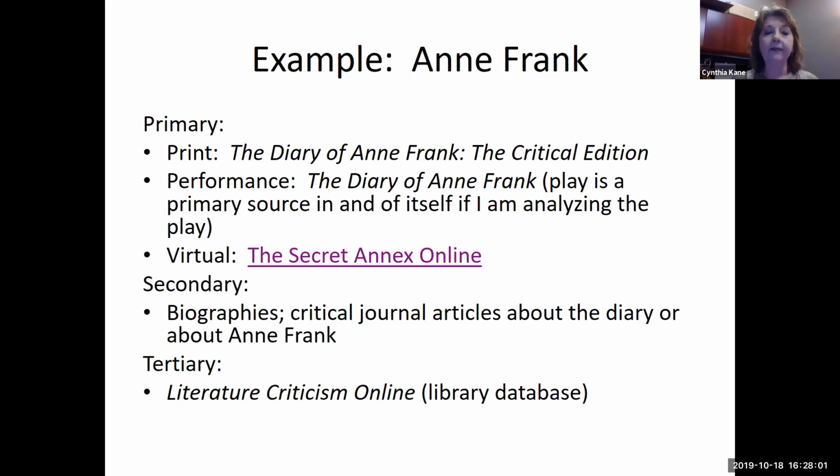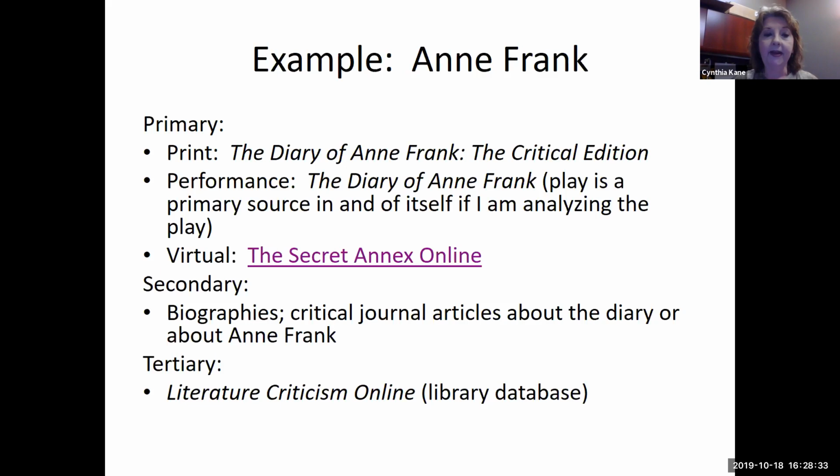We're going to look at this virtual primary source in just a second, the Secret Annex online, because I also want to show you that primary sources, such as exhibits from special collections and archives, can be online as well as in person. A secondary source of information about Anne Frank could be biographies of her, things that people have actually written about her, or critical journal articles that analyze the diary or the play, or that talk about Anne Frank as an individual.